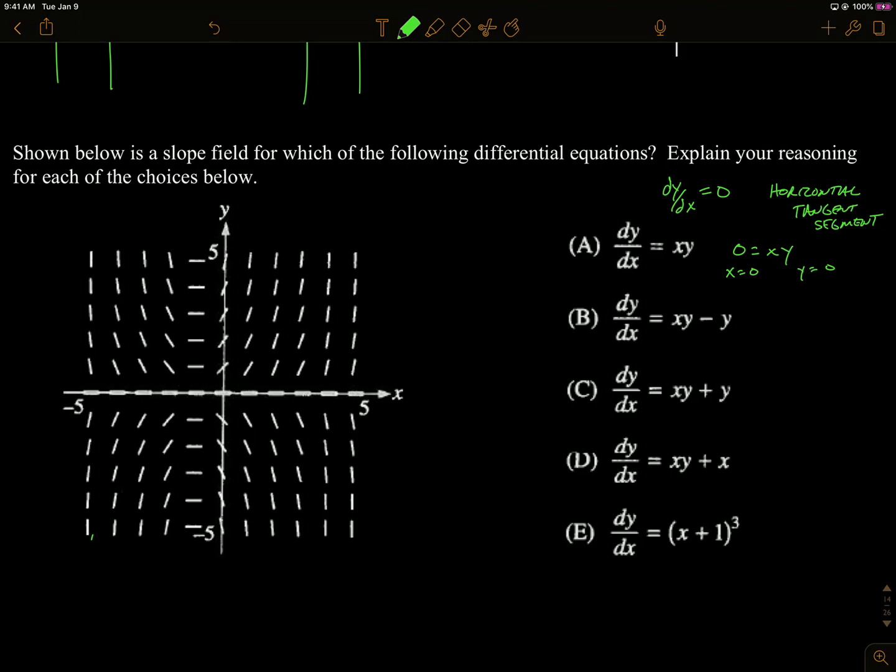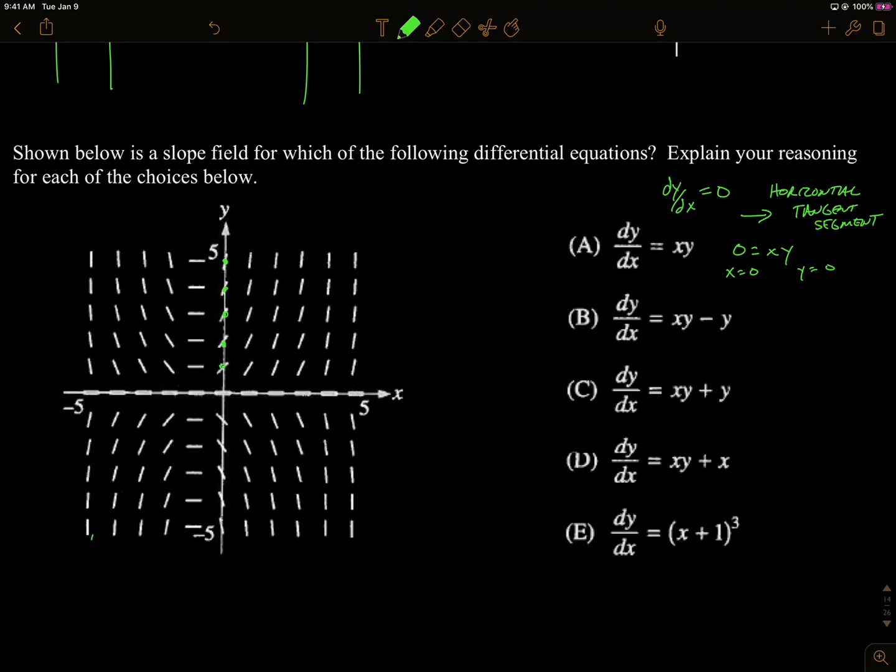So if I go to the x coordinate of 0 and I look at all of these points here, these are all the points that would have an x coordinate of 0, right? (0, 5), (0, 4), (0, 3), (0, 2). And if this were the equation, anytime x is 0, I would have a horizontal tangent segment, right? Because that would make the derivative 0.